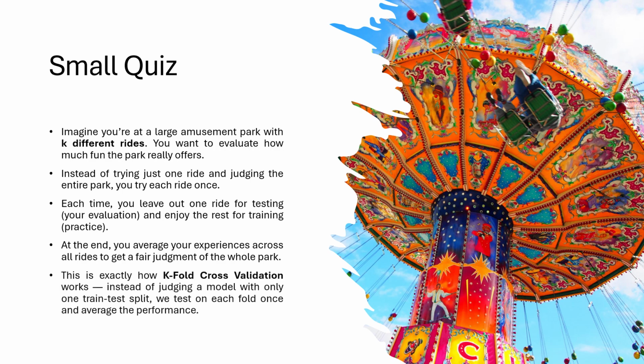This is exactly how K-fold cross-validation works. Instead of judging a model with only one train-test split, we test on each fold once and average the performance.